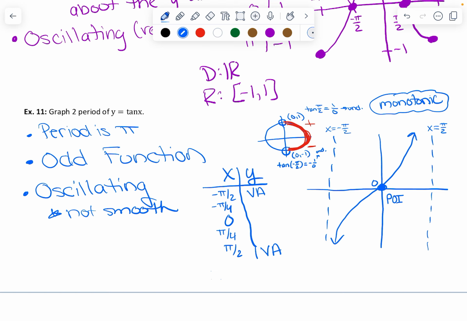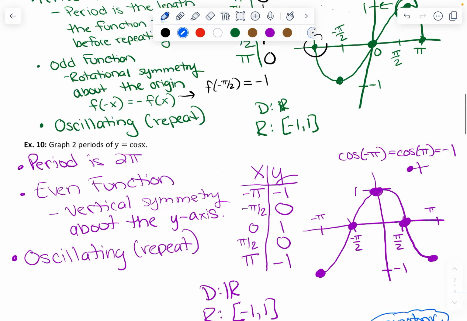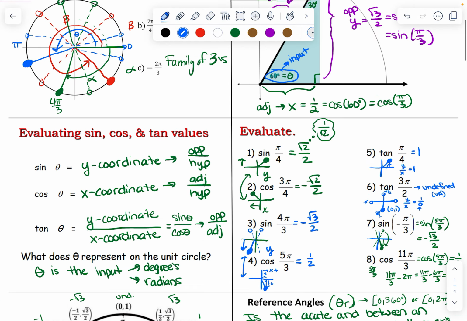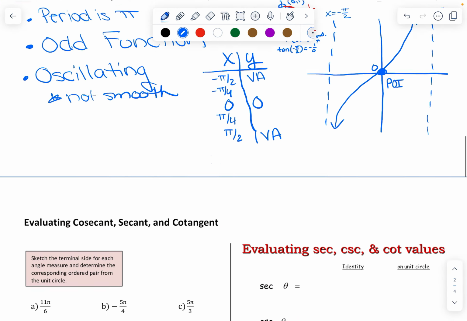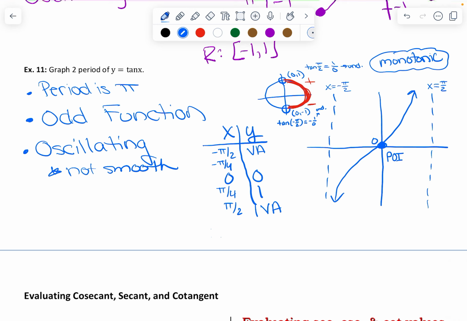Tangent of 0, that's going to give us 0 because that one is 0 divided by 1. That coordinate point is 0, 1. Sorry, it's 1, 0, so that means it's 0 divided by 1, so we get 0. Tangent of negative pi over 4 and tangent of pi over 4. If we come back here, we evaluated this already. Right here, tangent of pi over 4 is in the first quadrant, and it's root 2 over 2 divided by root 2 over 2, so we get 1. So tangent of pi over 4 is 1. So we'll call this pi over 4. And this will be positive 1.